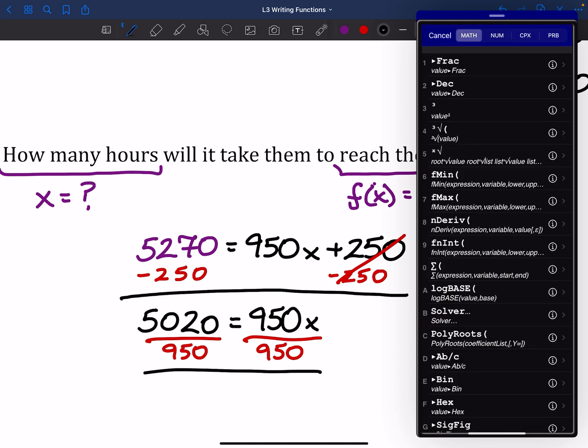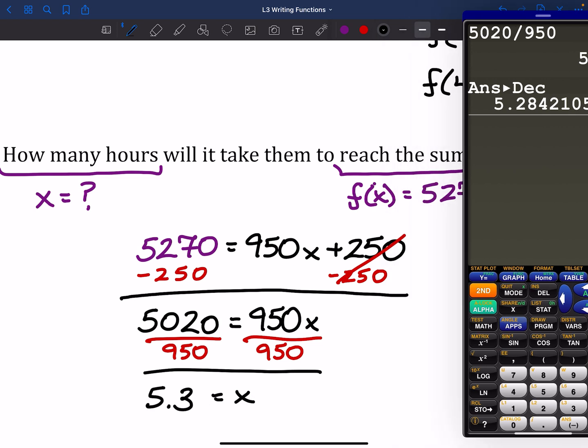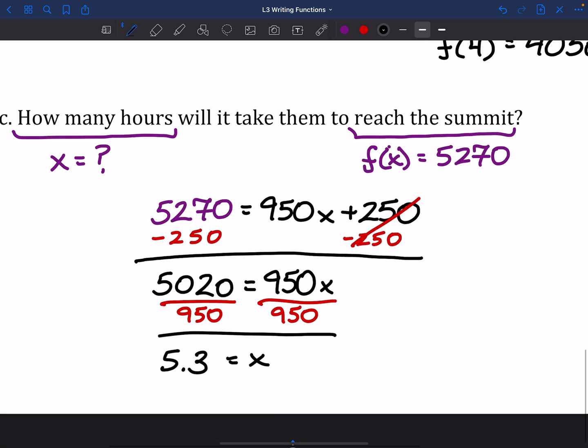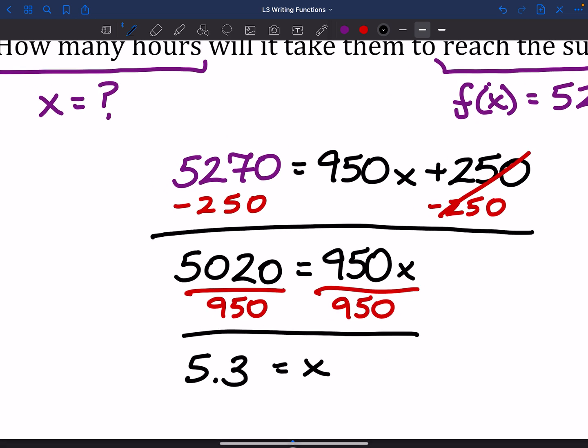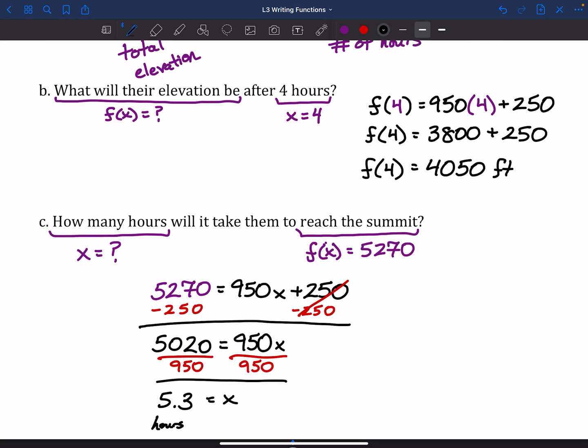All right, so let's see if we can get that a little bit nicer. Let's call it 5.3. That seems much better. 5.3 is equal to x. Cool. All right, so 5.3, and again, we're talking about time. We're talking about it in hours. So 5.3 hours is how long it'll take to reach the summit.